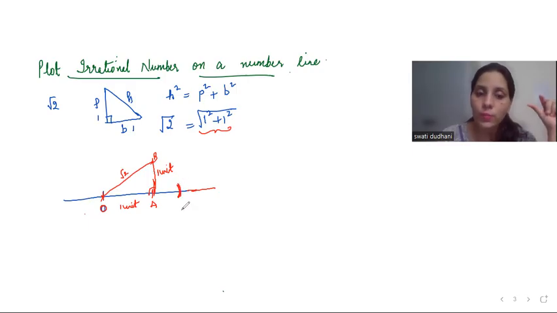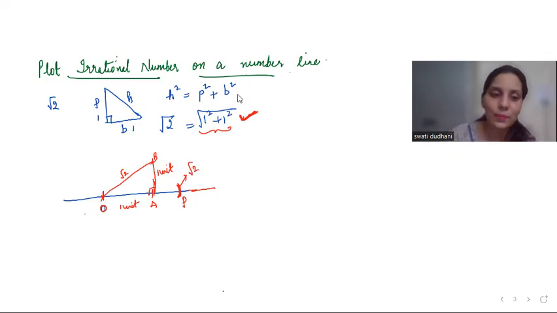So it will fall somewhere here. So this point P is your root 2. Basically you need to first calculate this part. Once you get this, then using the same measurements, you can plot it on the number line. Let me show you another example.